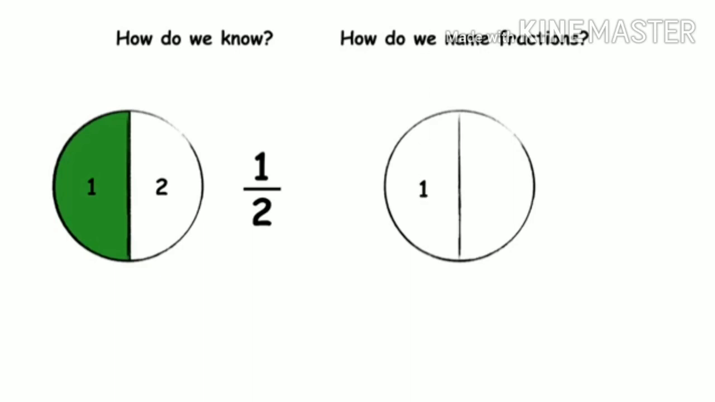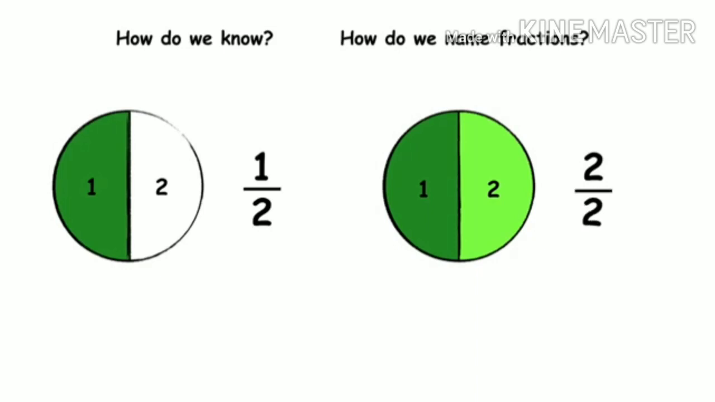This circle has also been cut into 2 equal pieces. There are 2 pieces in total. I'm going to colour in 2 of the 2 equal pieces. I have coloured in 2 pieces out of 2. When we have 2 pieces out of a possible 2, we have 2 halves, which is the same as 1 whole.